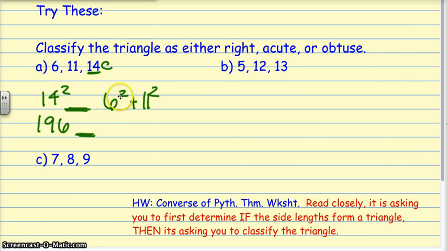6 squared is 36, 11 squared is 121. When I add them together, I got 157. So let's see, 196 is greater than 157. Well, that means it's got to be obtuse, because an obtuse angle is greater than 90 degrees.